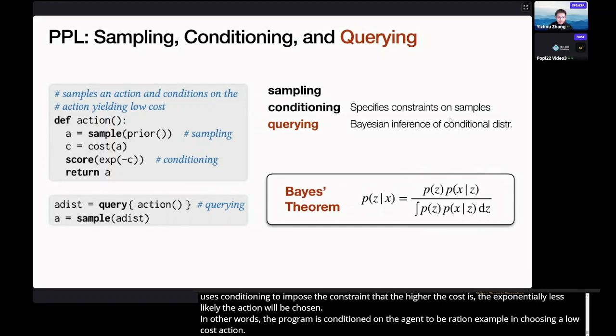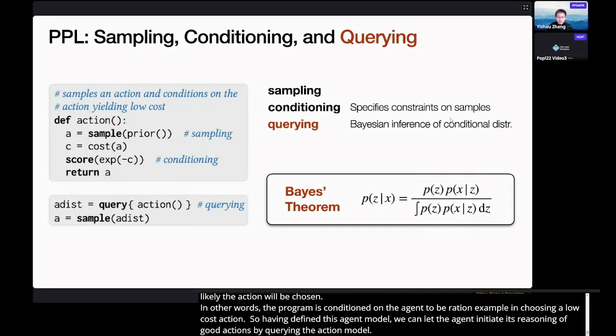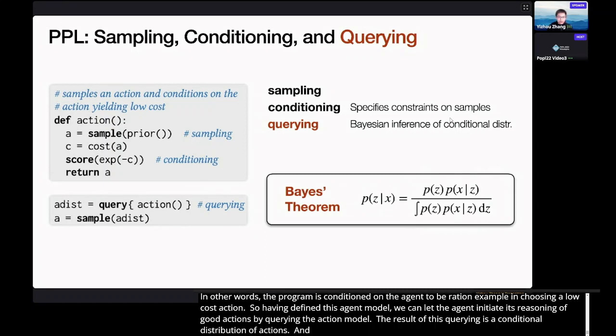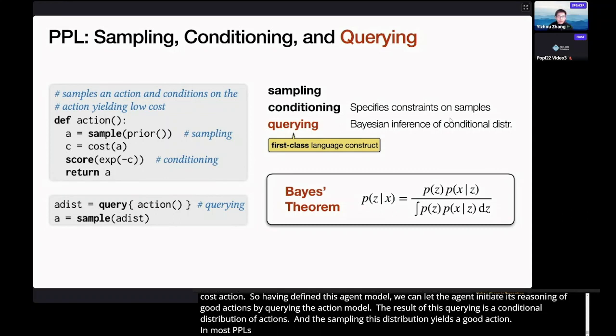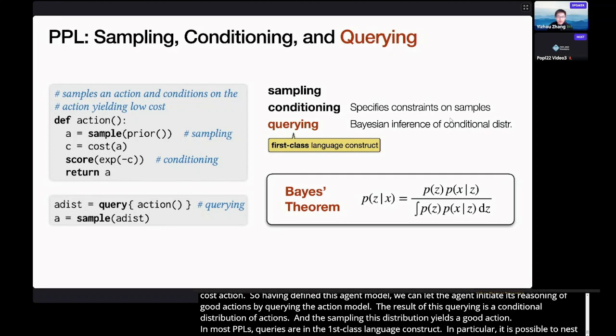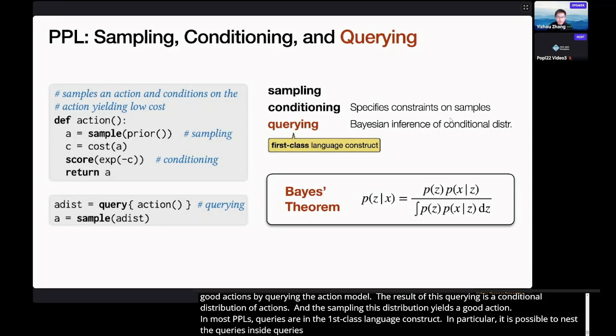So having defined this agent model, we can let the agent initiate its reasoning of good actions by querying the action model. The result of this querying is a conditional distribution of actions. And sampling this distribution yields a good action. In most PPLs, queries are a first-class language construct. In particular, it is possible to nest queries inside queries to express inference of inference, or in other words, reasoning about reasoning.